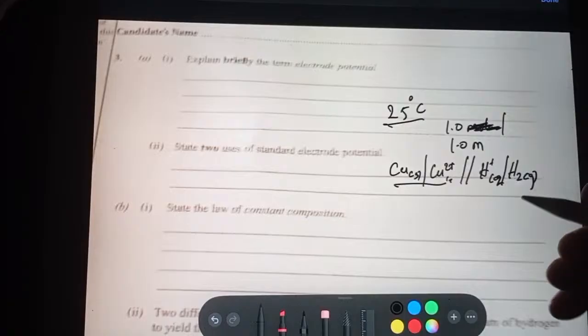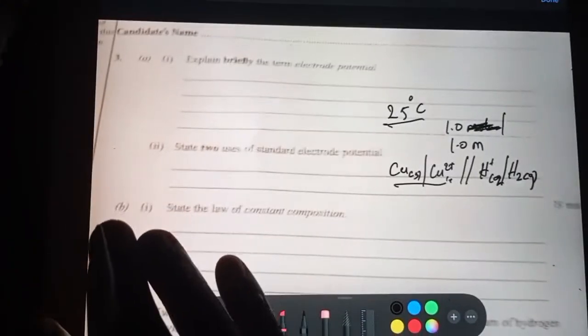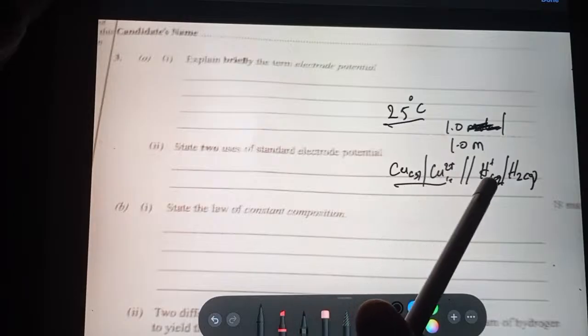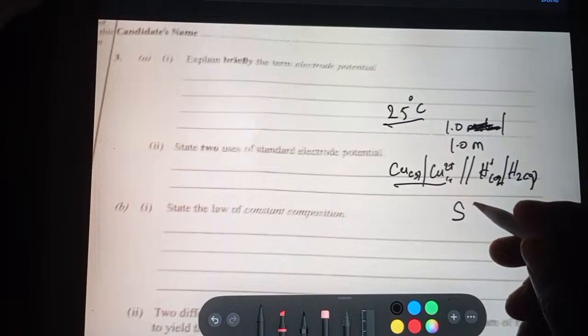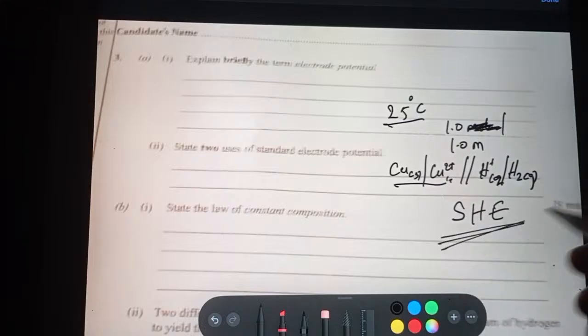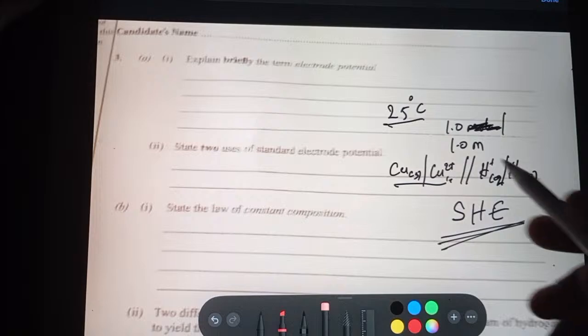So by definition, standard electrode potential is just the potential difference when a metal ion half cell is connected to hydrogen half cell, or we call it standard hydrogen electrode. That is the SHE. You can approximate it as SHE, okay? So that's just by the way we go. It must be at 25 degrees.